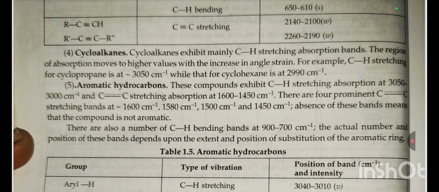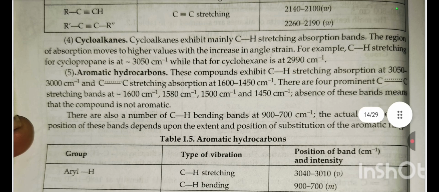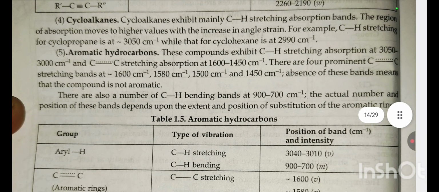Cycloalkanes mainly exhibit C-H stretching absorption bands. The region of absorption moves to higher values with the increase in angle strain. For example, C-H stretching for cyclopropane is 3050 cm⁻¹, while that of cyclohexane is 2990 cm⁻¹. Aromatic hydrocarbons. These compounds exhibit C-H stretching absorption at 3050 to 3000 cm⁻¹.